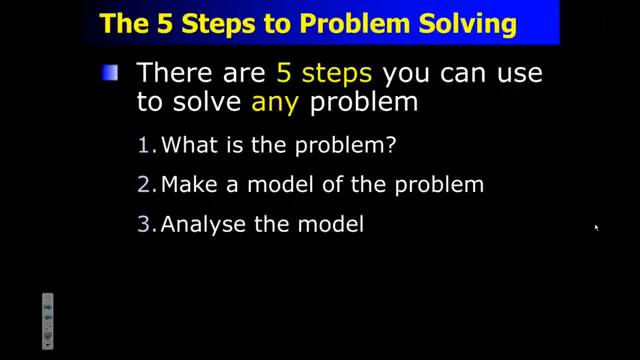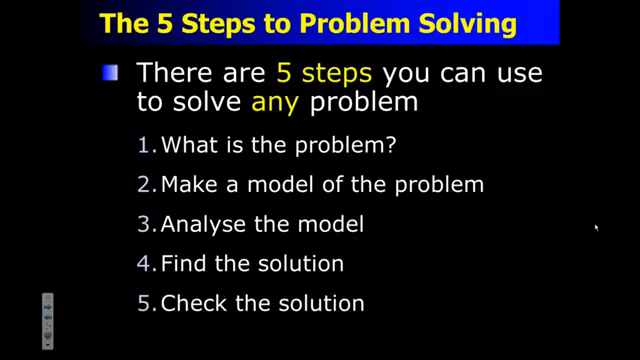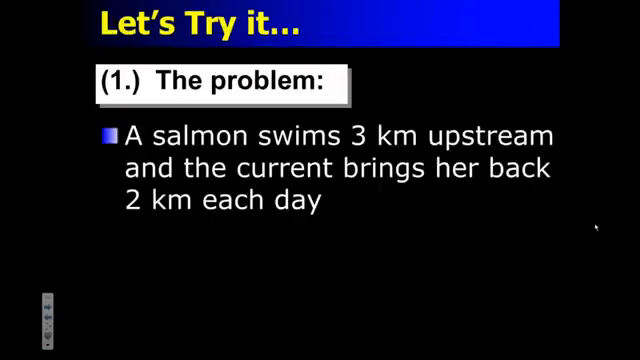Step 3 would be actually using that model. Once I've decided how I'm going to solve the problem, then I dive in and actually use the technique. Step 4 would be get the solution. So now I've got my solution. And then 5 would be to check it. Very simple. Some would describe this as a form of the scientific method, but it's basically just step-by-step problem solving. Let's give it a try. Here's a problem.